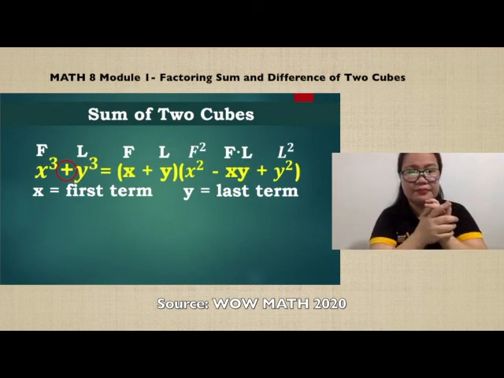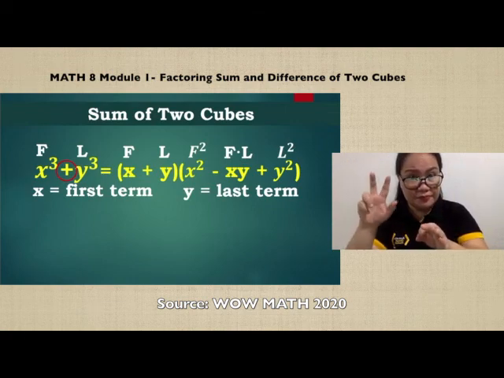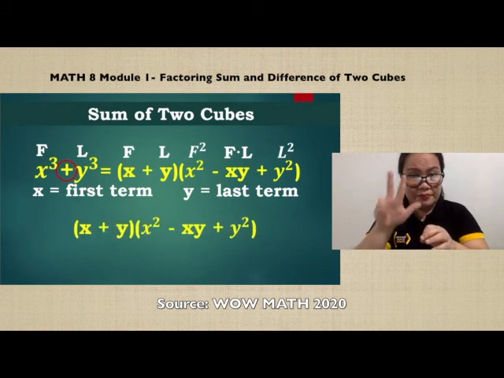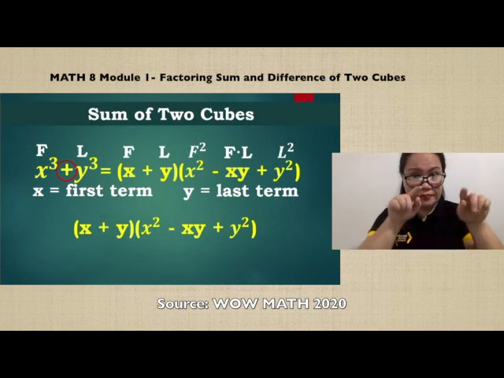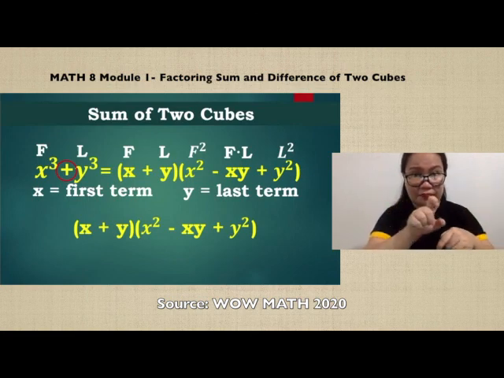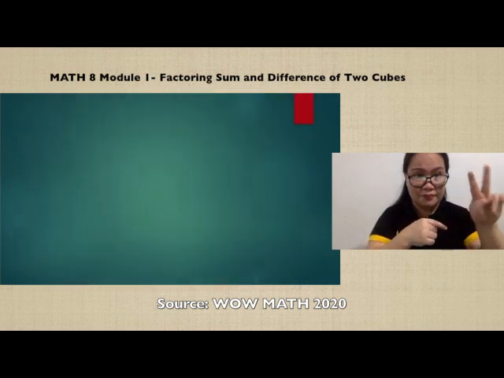Okay. So, therefore, our factored form, kapag ang given ay x cube plus y cube, dapat ang factored form niya ay x plus y times x squared minus xy plus y squared. Let's have an example.